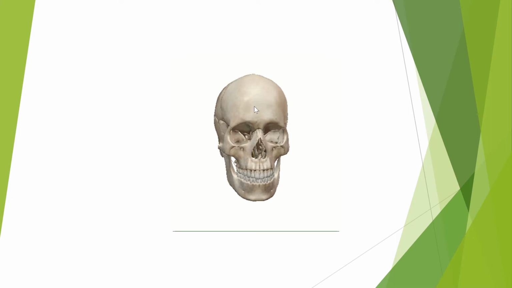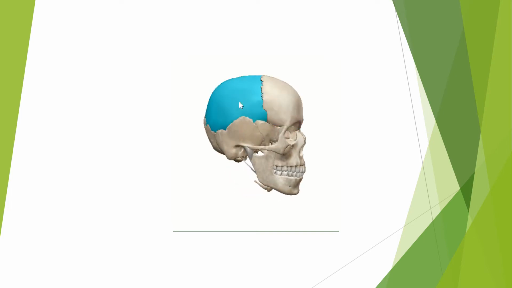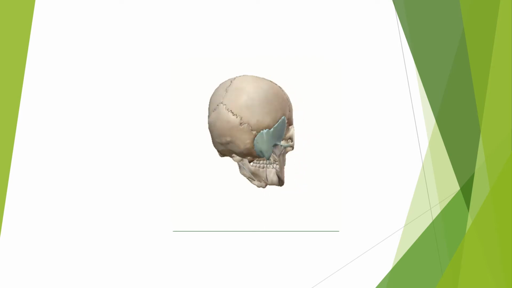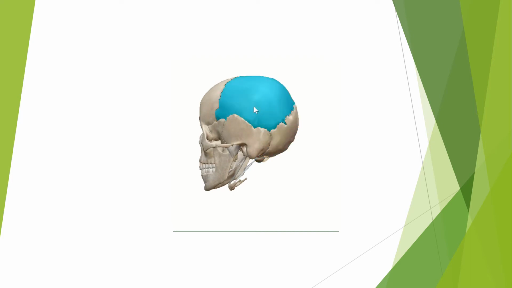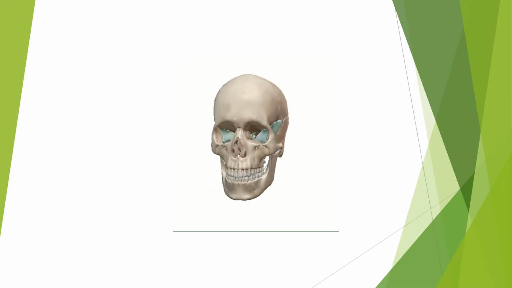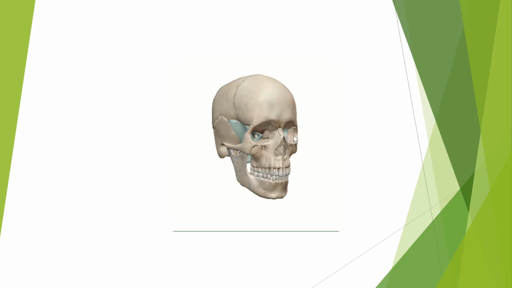Let's look at the skull, starting with the cranium. The highlighted structure is the frontal bone. This is the right parietal bone, the right temporal bone, and this is the occipital bone. This is the left parietal bone, the left temporal bone, and finally, the last two, the sphenoid and the ethmoid.